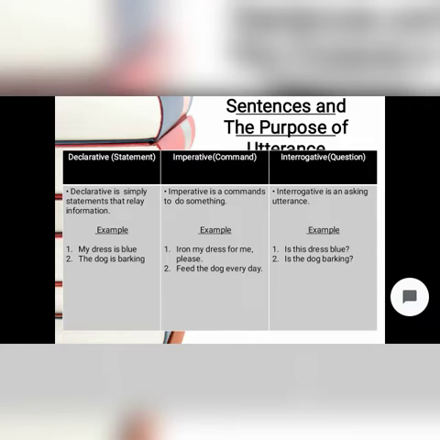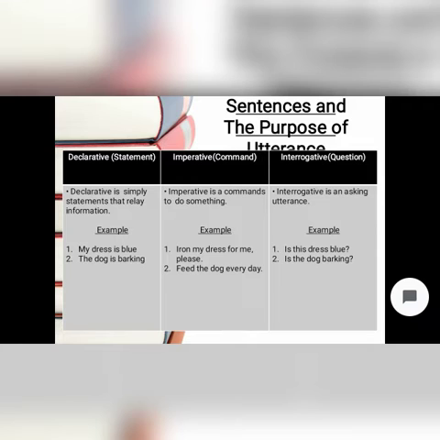So let's start from declarative. Declarative is simple statements that relay information. Example, my dress is blue. Second, the dog is barking. Next, imperative or command. Imperative is a command to do something. Example, iron my dress for me, please. Second, feed the dog every day.